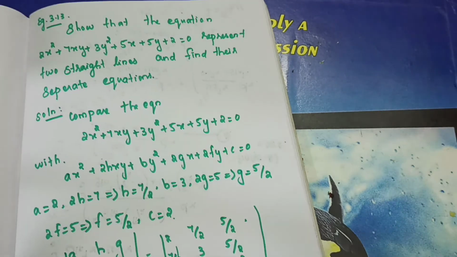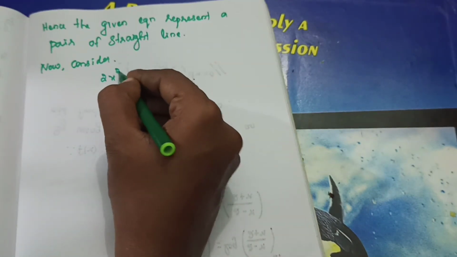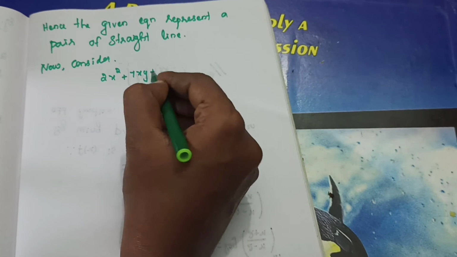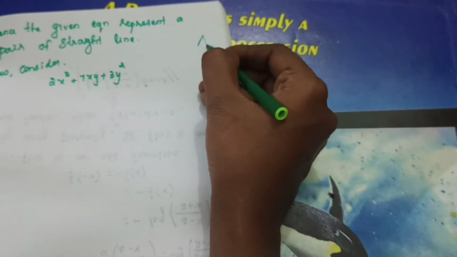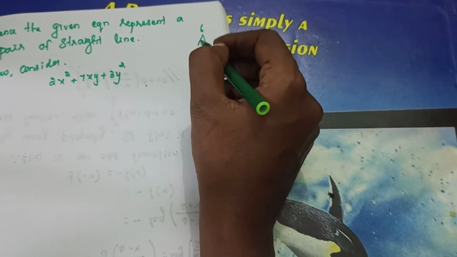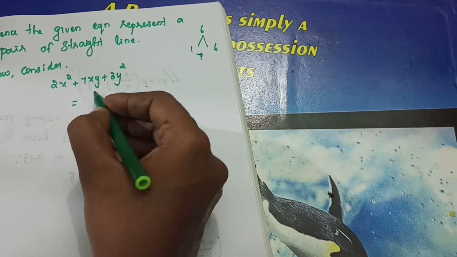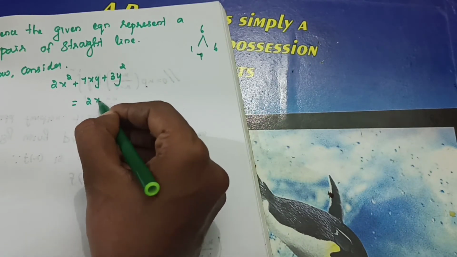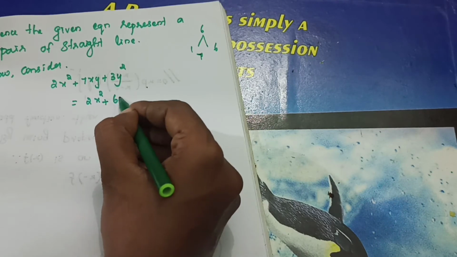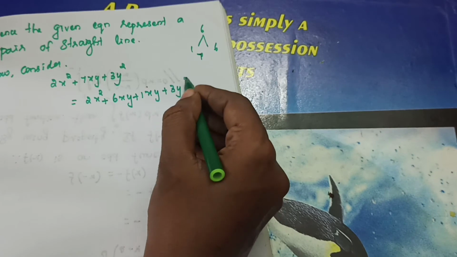You take the first 3 terms from the equation. So 2x square plus 7xy plus 3y square. You need to split this. So it's a quadratic equation. The product is 6 and the sum is 7. So how much will you get? 6 and 1. So 7 you need to get means 1 and 6. So how will you split this? 2x square plus 6xy plus 1xy plus 3y square. Like this you will split.